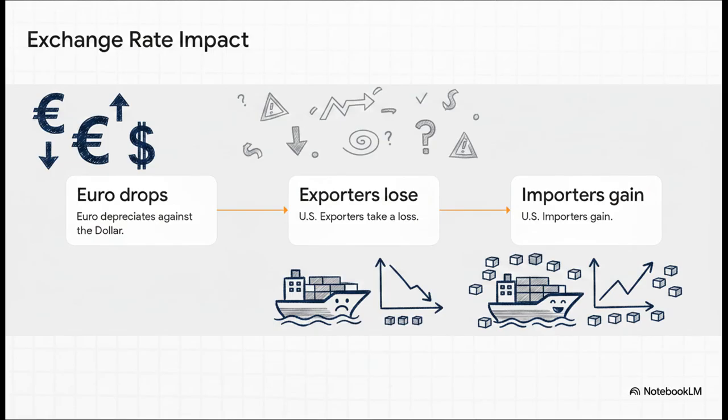Say the euro depreciates against the US dollar. It suddenly takes fewer dollars to buy a euro. The business impact? Well, US exporters take a huge hit because their goods just became much more expensive for European buyers, so demand drops. But conversely, US importers gain. European goods are suddenly way cheaper to bring into the States. This dual-sided price effect shows how a single currency fluctuation creates both winners and losers, depending entirely on which side of the transaction you sit.